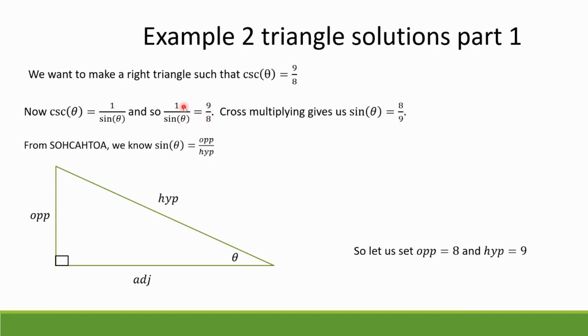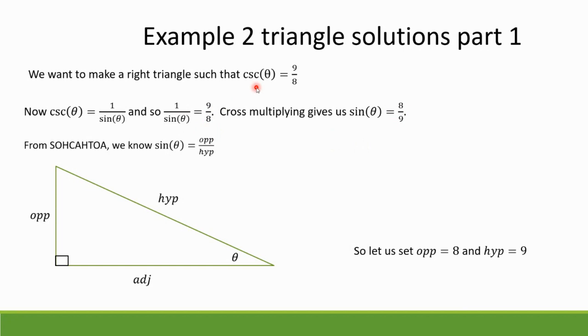Basically you can get that by cross multiplying. So you get sine of theta is 8/9. That's what you would get. If you ever want to see that calculation, you're more than welcome to ask me. I'll be more than happy to show you, but hopefully you can see it.